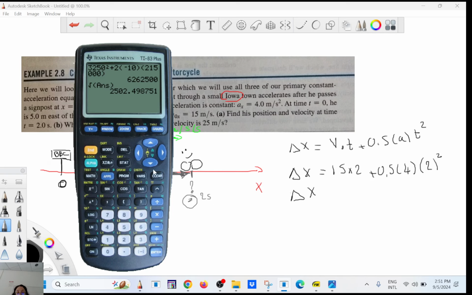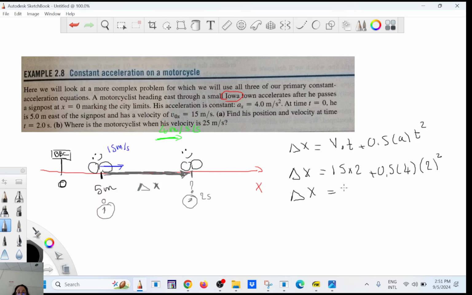38. So just to show you how you work with the TI, times 2 plus you do a 0.5 times acceleration times 2 squared, 38. Do you agree? But that's the displacement. And what do they want? They want the displacement or the position from the city limit? The position, this is 38 meters.